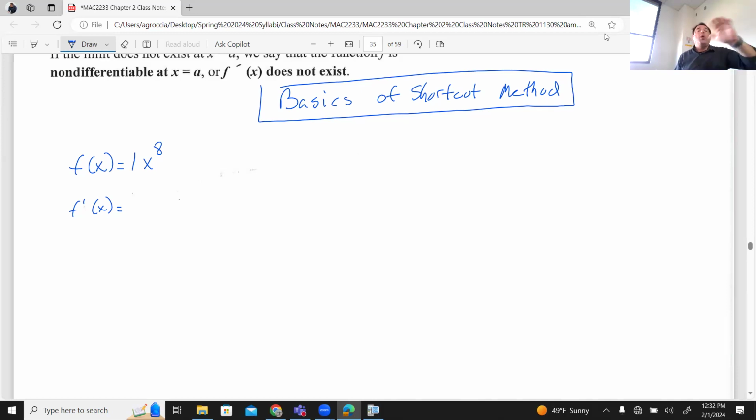So the shortcut method, I don't care what kind of number it is. It could be a fraction, could be a decimal, whatever it is. You take the exponent times the front. 8 times 1 is 8. And then you always subtract 1. 8 minus 1 is 7.